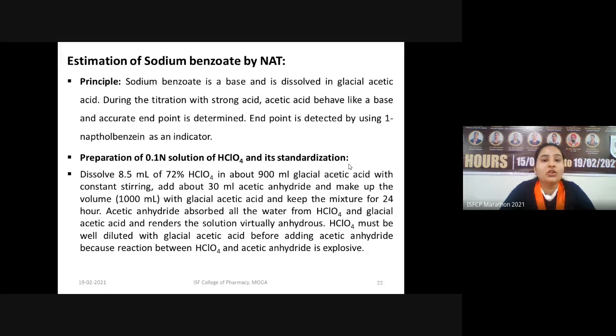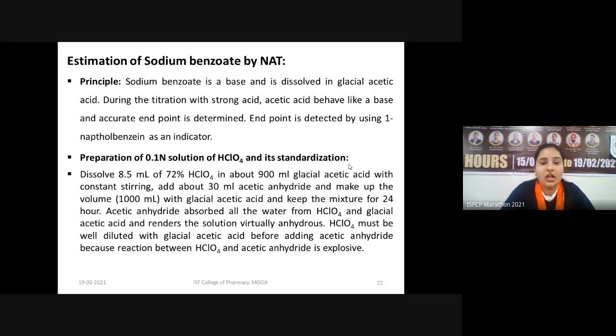During the titration, when the titration of the sodium benzoate is done by using a strong acid as a titrant, we have studied this theory before. Acetic acid is going to behave like a base, and the accurate endpoint is determined by using a suitable indicator. Endpoint is detected by using 1-naphthol benzene as an indicator. So the principle is exactly the same as the acidimetric titration which we have studied.